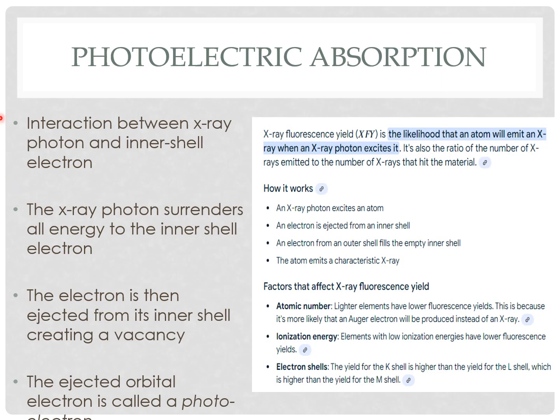Most important one is the photoelectric absorption. We call it photoelectric effect. It is an interaction between an X-ray photon and an inner shell electron. The X-ray photon surrenders all energy to the inner shell electron. The electron is then ejected from its inner shell, creating a vacancy. The ejected orbital electron is called a photoelectron. X-ray photon yield is the likelihood that an atom will emit an X-ray when an X-ray photon excites it. It is also the ratio of the number of X-rays emitted to the number of X-rays that hit the material. Again, it all has to do with the atomic number, the energy, and which shell it hits. The K shell, the L shell, the M shell.